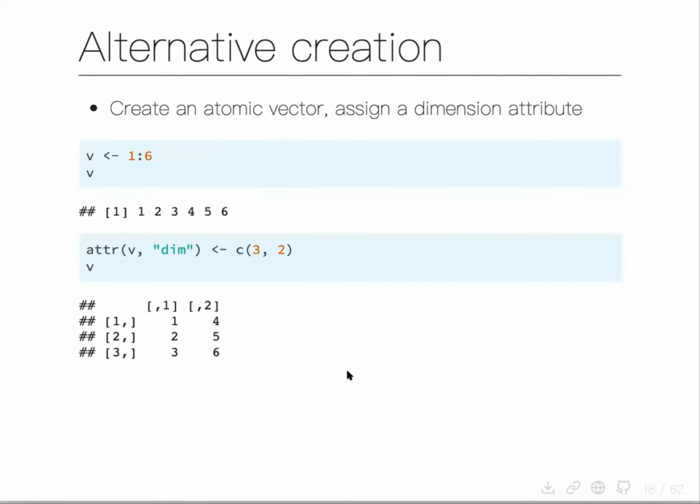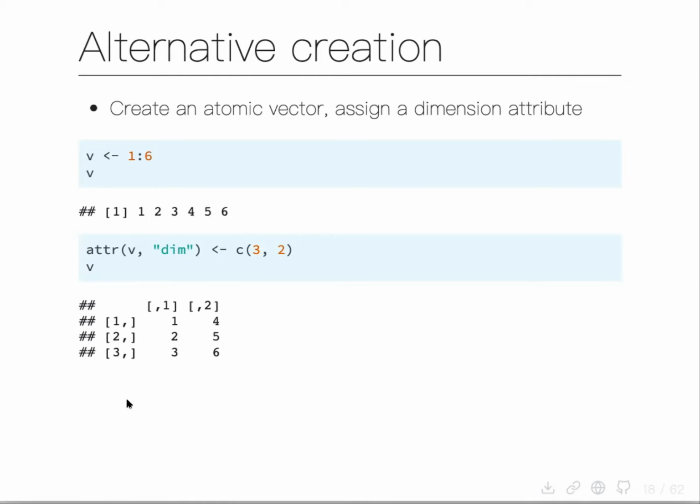So the reason is because the matrix is actually just a vector with a dimension attribute. Okay? And so here, and you can follow along with this as well, we're creating a new vector that's just 1 to 6, right? And then I'm saying, give me the dimension attribute, which it doesn't have. And I'm defining it. So I'm creating a new attribute for it called dim. And I'm setting it to 3 and 2. And now I get this same matrix we had before.